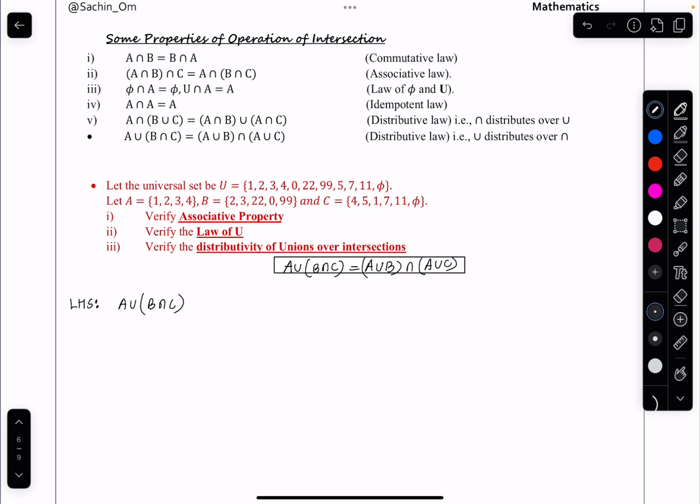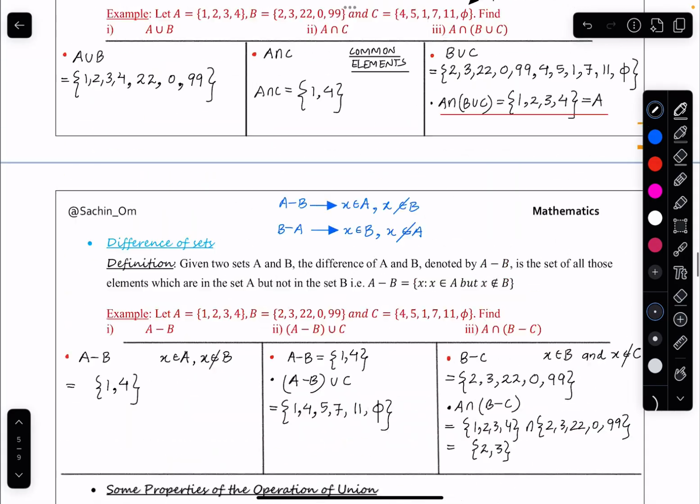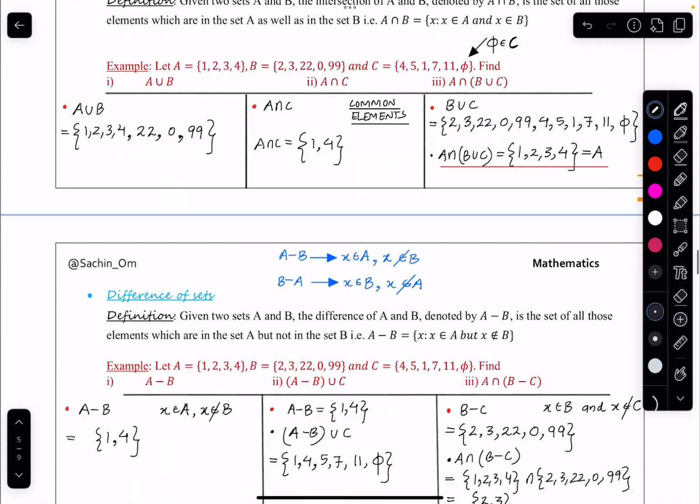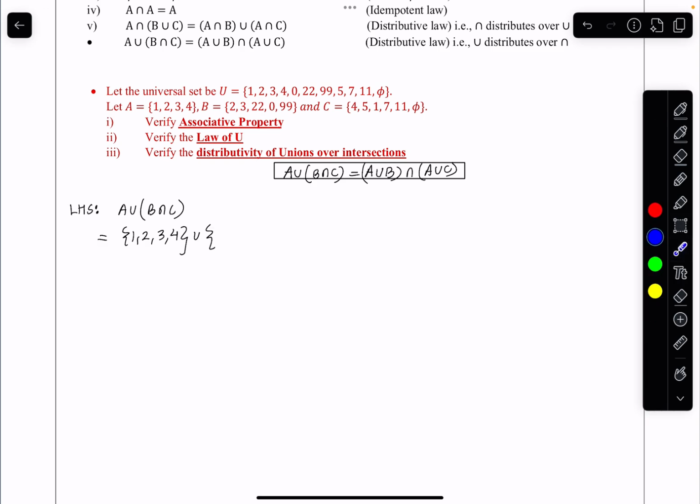So let's find the B intersection C, which I think we already did in the last question. Okay, not there. So A union B intersection C. A for us is 1, comma 2, comma 3, comma 4. And then we are taking the union of this with the intersection of B and C. B intersection C comes from here. 2 is not a common element, neither 3, nor 22, nor 0, nor 99. Okay, so it's an empty set here. So B intersection C is an empty set.